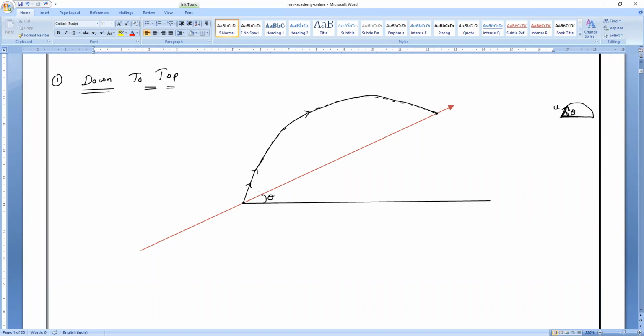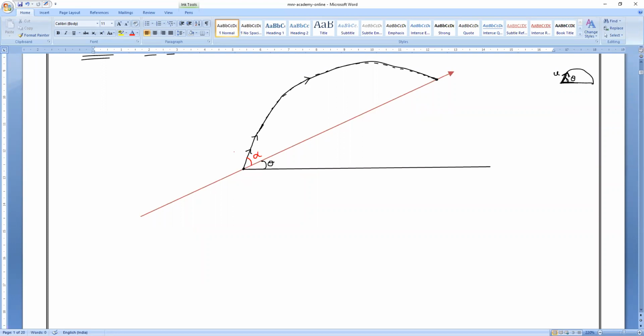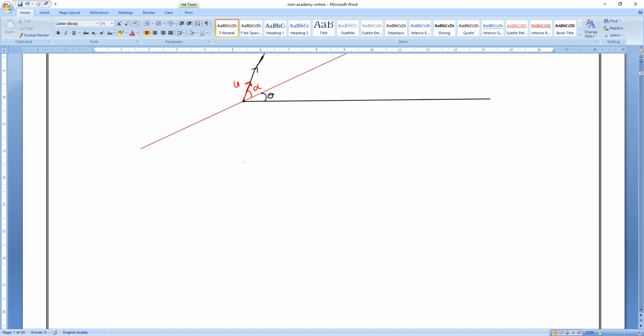Then with this inclined surface, the angle made by this one, let me assume as alpha. So now, if you observe very carefully, it started with the initial velocity. What is the initial velocity? U. Initial velocity u. Now, if you just observe here, I will tell you two things.